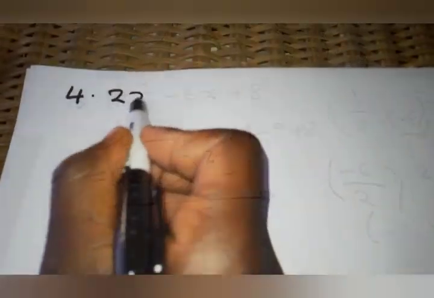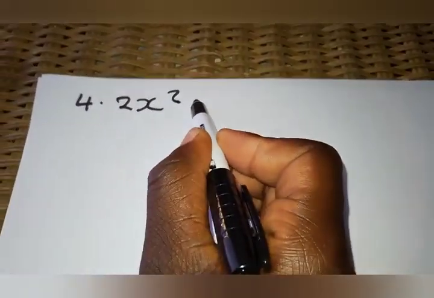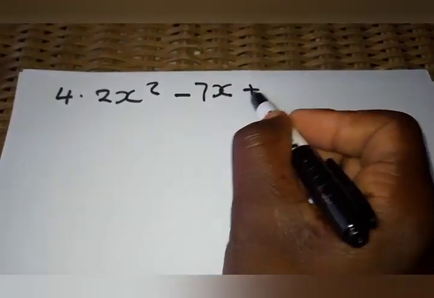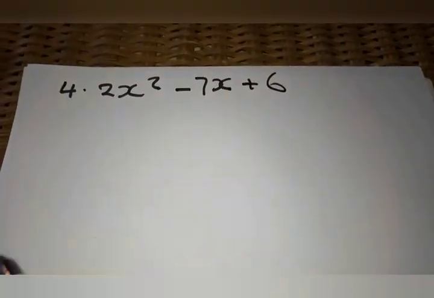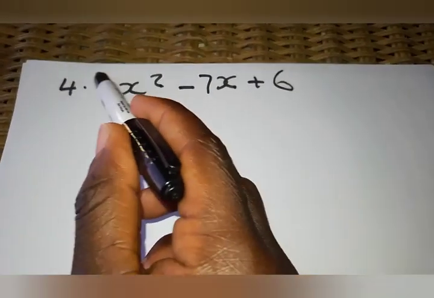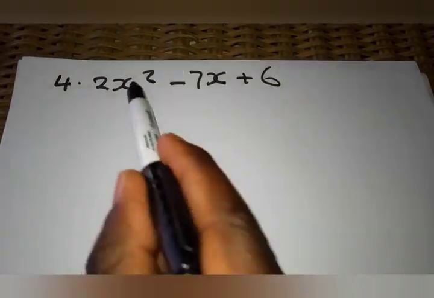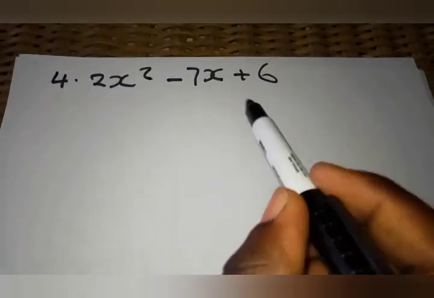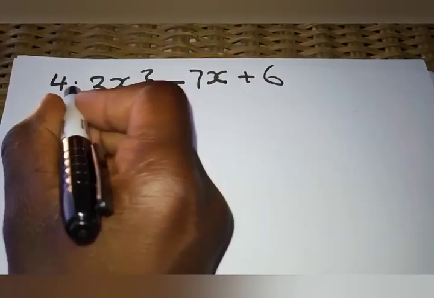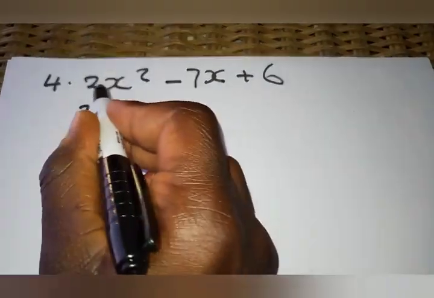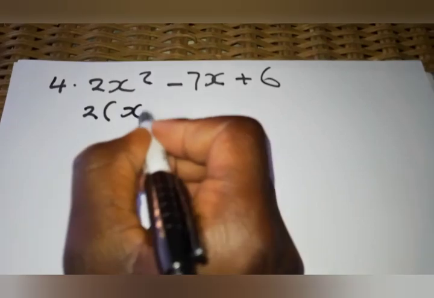Right, we have 2x squared minus 7x plus 6. Now here we have 2 as the coefficient of x squared. It is different from the previous ones because we had 1 as the coefficient of x squared. Now we have 2 as the coefficient of x squared. Now you put the 2 aside, then you divide everything by that 2.